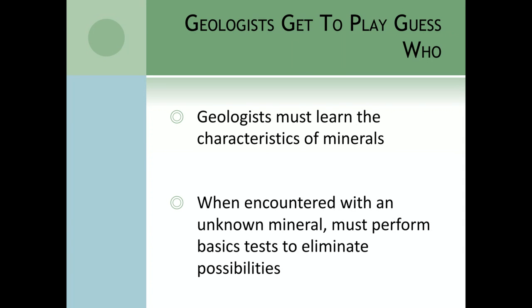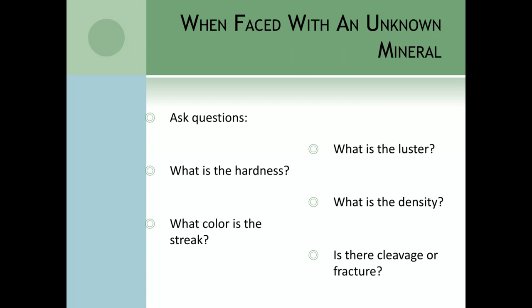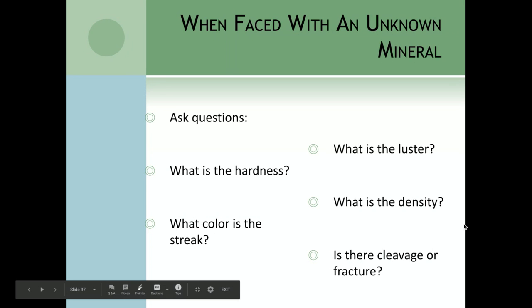And then each one is going to reveal a little piece of information or a clue, and that's going to eventually narrow it down to just one possibility. So they will ask, what is the hardness? What is the color? What is the streak, or what color is the streak? Color, we don't use color. What is the luster? What is the specific gravity or the density? And then the cleavage and fracture.